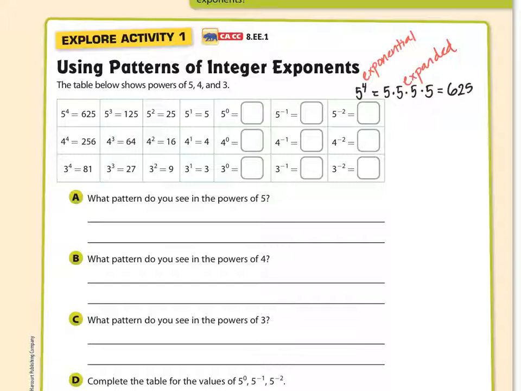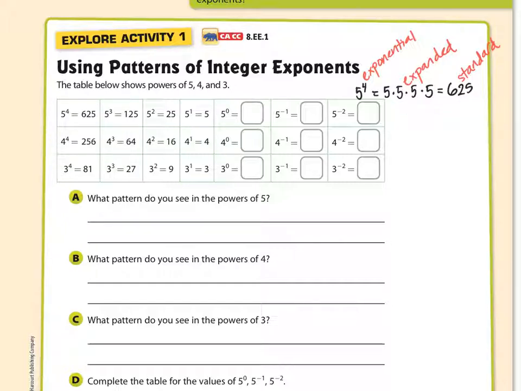So if I tell you to expand out that exponential form, that's what it looks like. And then 625 is what we call standard form. So if I ask you to write something in standard form, just go ahead and multiply it all out and get a number.